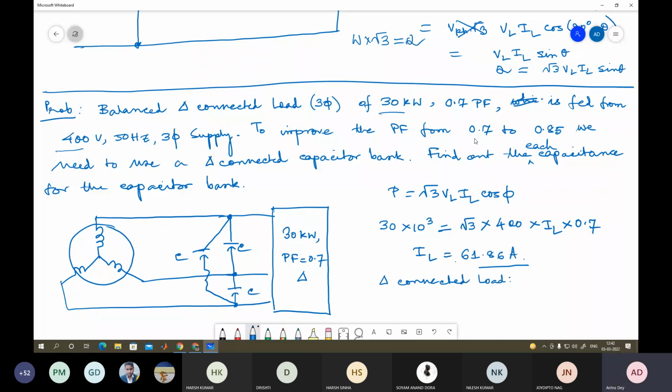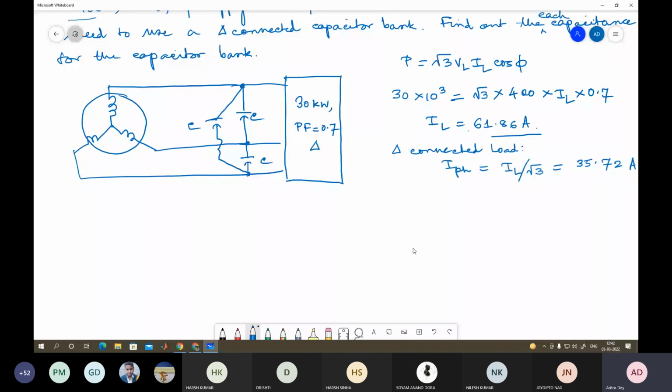Okay. So it is a delta connected load. So I phase is equal to IL by root 3, and that comes out to be 35.72 ampere. Okay, so this is the current drawn by the load, and now you have to improve the power factor. So how can you do that? For that we need to draw the per phase circuit. You can see that this is also delta connected, and if I just redraw it, it will look the same.